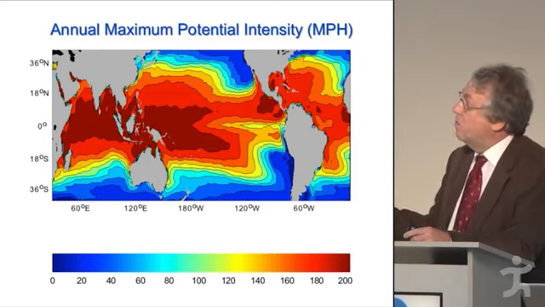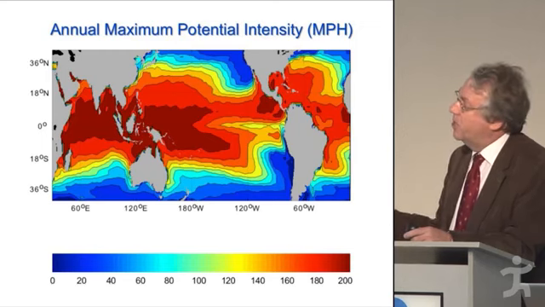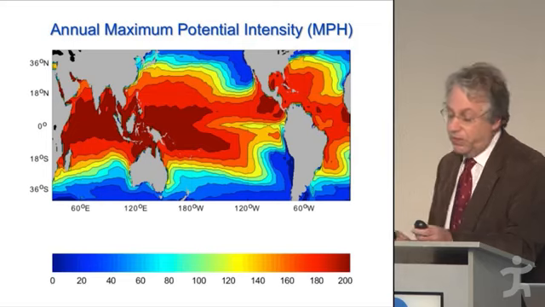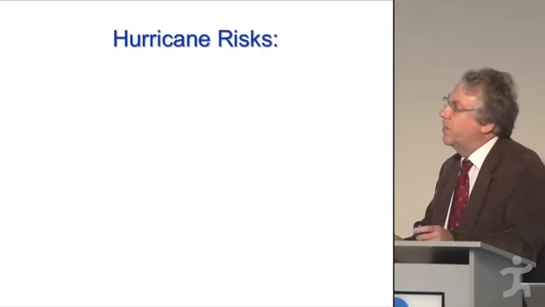Now, hurricanes can move rapidly out of the tropics and still do damage before they've had time to dissipate, but they can't form in these blue regions. All right, so now let's turn to the subject of risk.